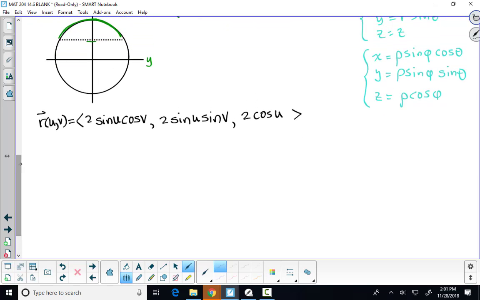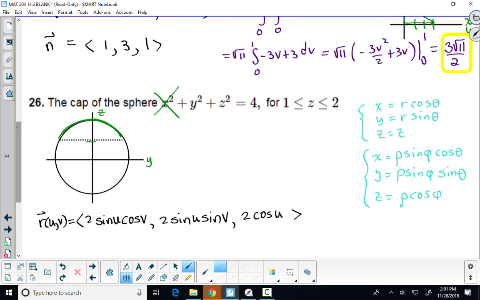Why did we cross out the x at the top there? I crossed out the x just because I was projecting into the YZ plane so I could get a visual of how far this cap went.